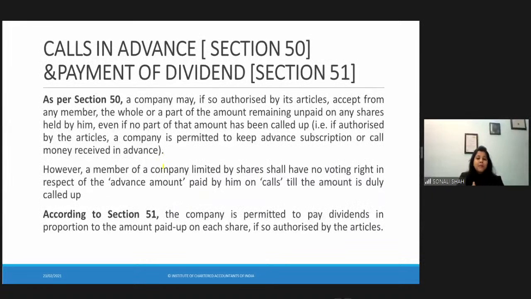Correct? The next section talks about calls in advance and payment of dividend. What if somebody has paid the money for the shares in advance?